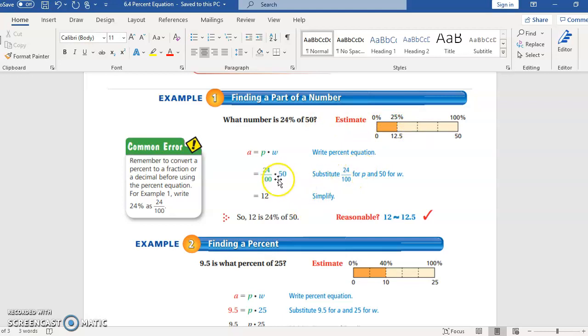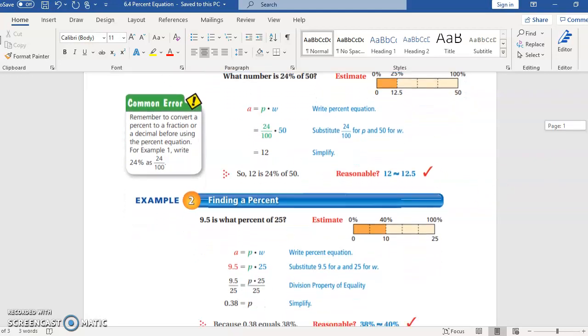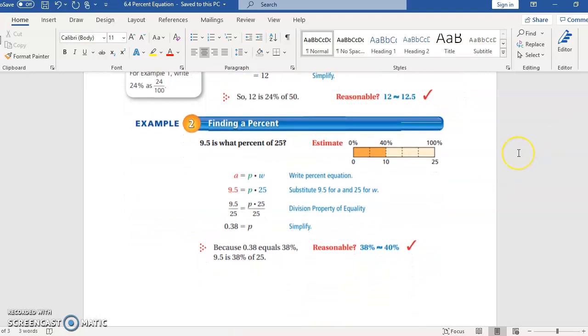So let's go ahead and figure this out. We said 24 over 100, or 0.24, would be your percent of 50. That is our whole, so it goes where the W is. So we're going to take 24 divided by 100 times 50. And when we do that, we get 12. So that does fit into our reasonable answer. I would suggest also, they change it here to a fraction. I think if you're going to use a calculator, turning it into a percent or a decimal is much easier.